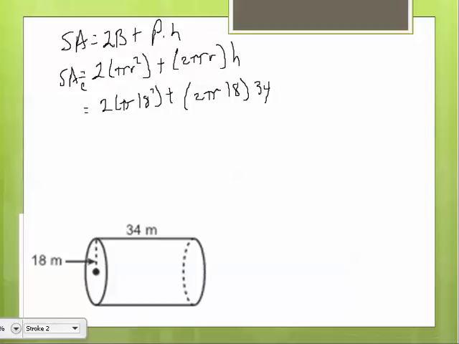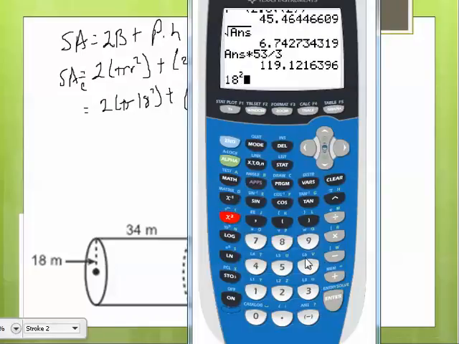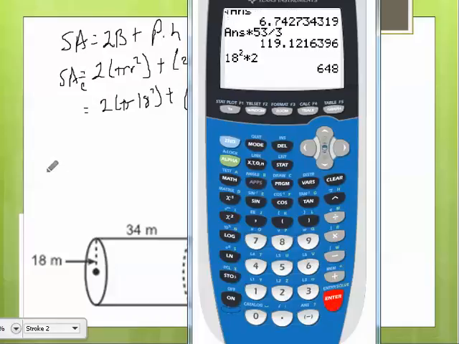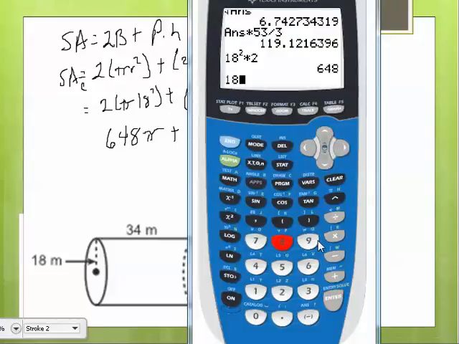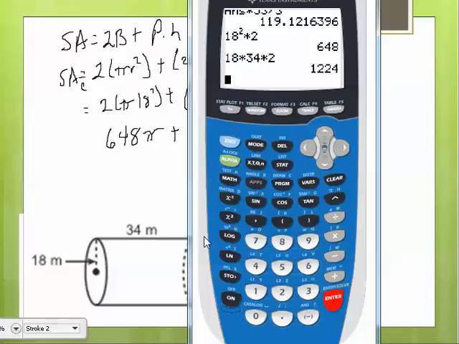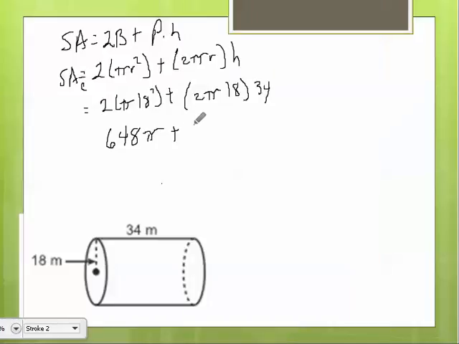Now I'm going to do something really strange here. 18 squared times 2 is 648. 648 pi plus, I'm going to take 18 times 34 times 2, and I get 1,224. 1,224 pi. I can add those together real easily. 8, 9, 10, 11, 12, carry your 1. That's 6, 7, and 8, 1872 pi. That is the surface area exactly.